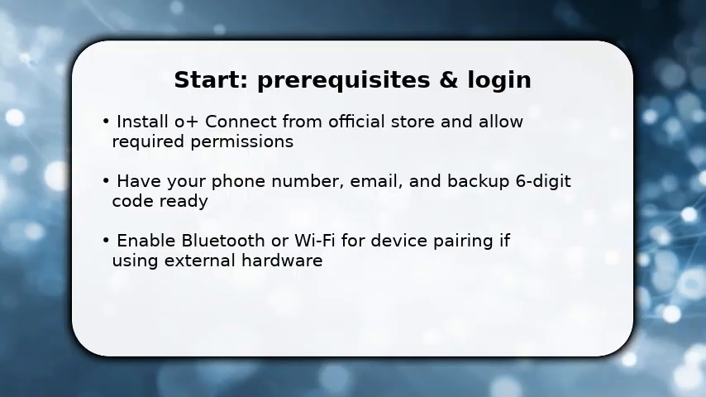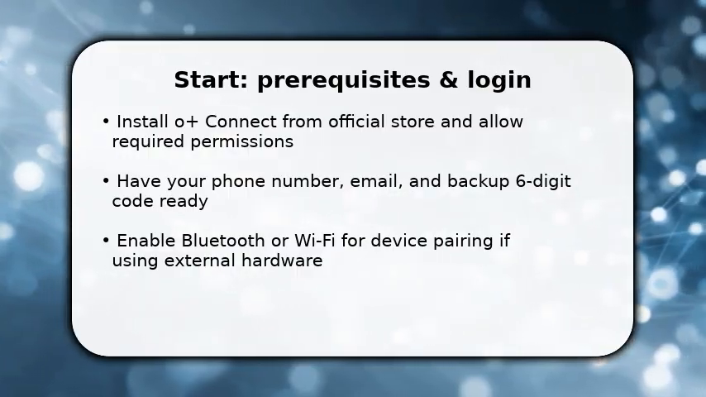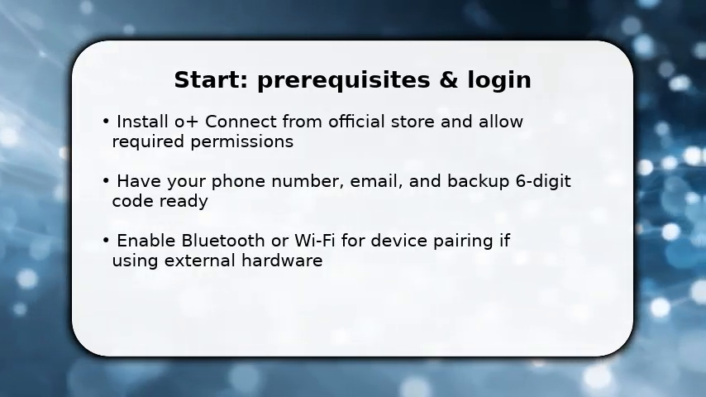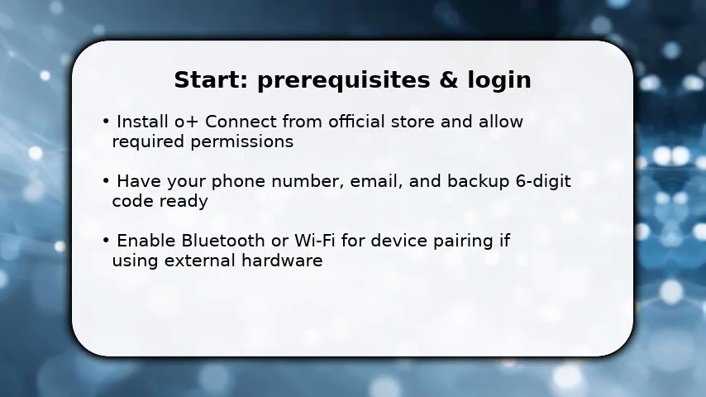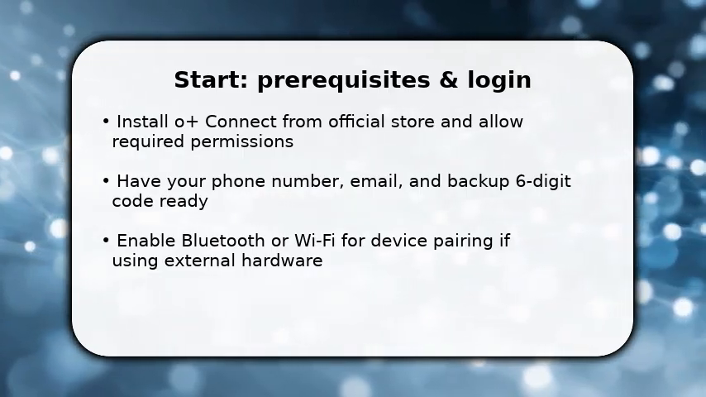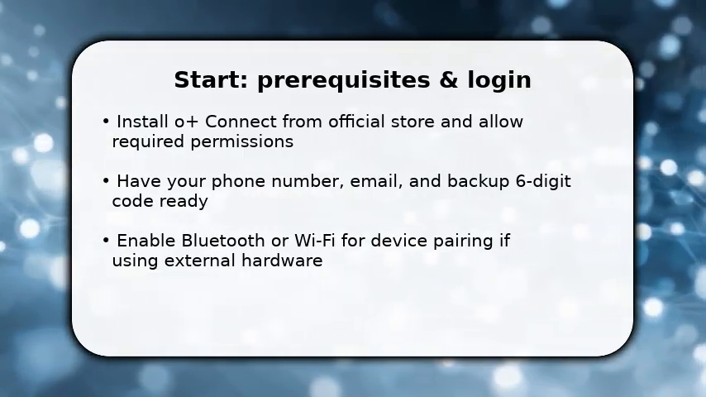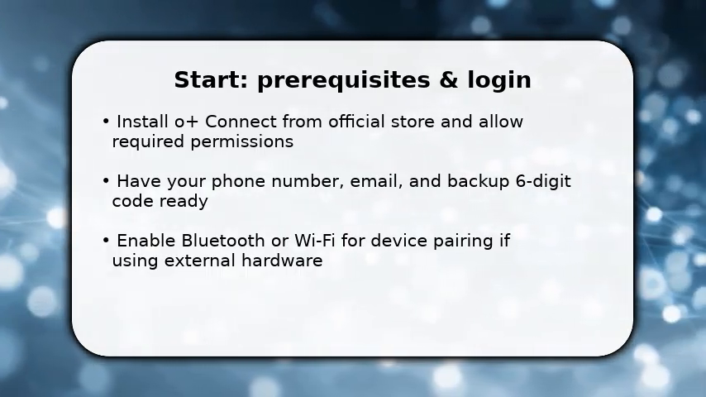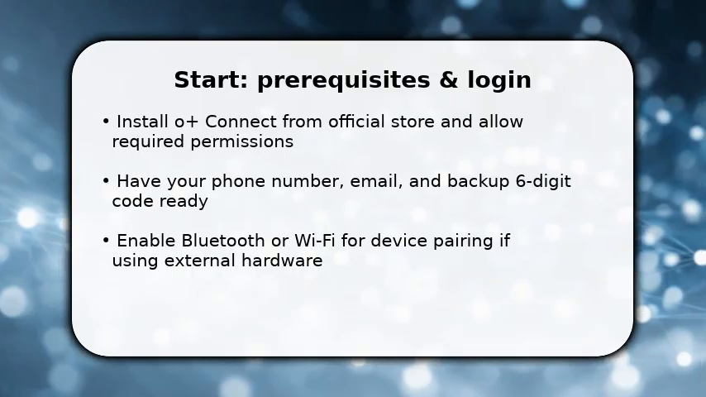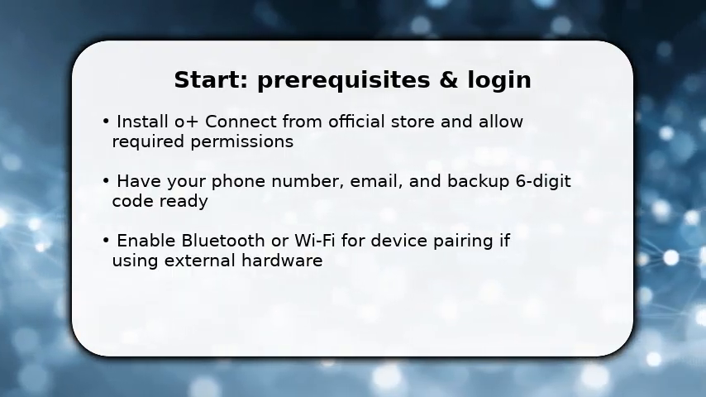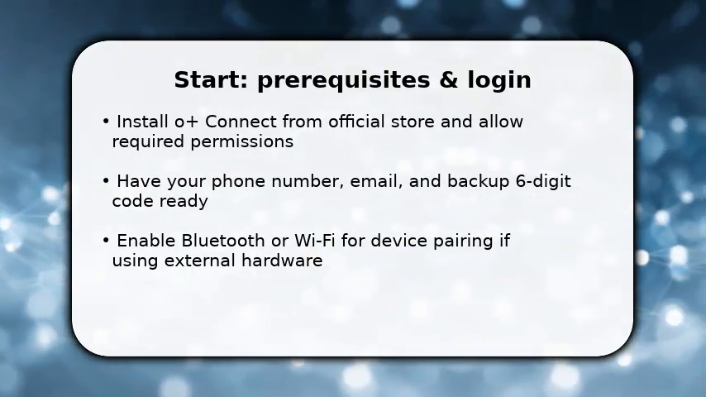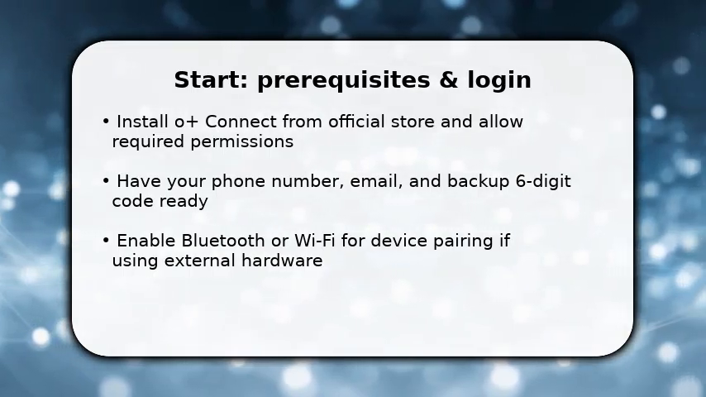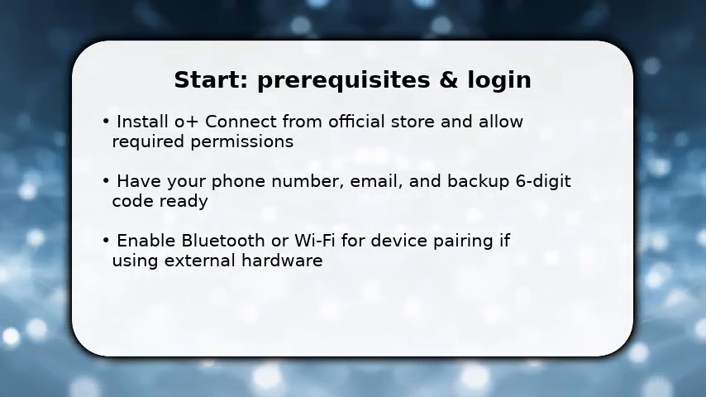Enjoy the video. You'll begin by verifying essentials so the app can work reliably. First, install and grant permissions. This lets notifications and storage operate. Next, enter your phone, email, and the backup 6-digit code to secure the account and speed up recovery. Once done, link any external device by turning on Bluetooth or Wi-Fi and confirming the pairing prompt. This step prevents connection interruptions later, so make sure to complete each item before moving forward.